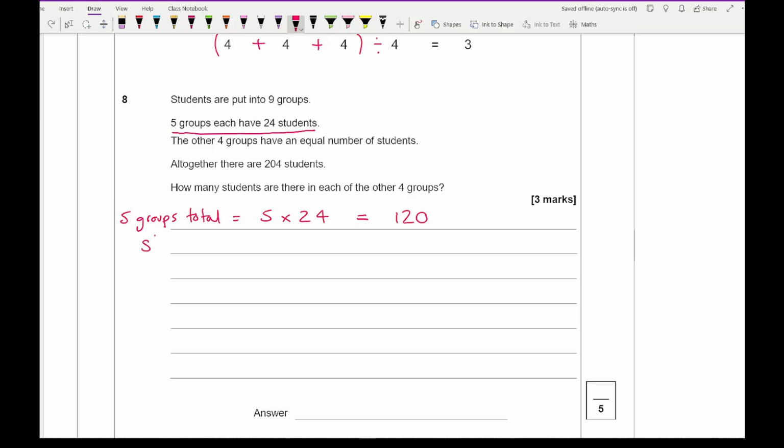Now, for the next mark, I then need to work out how many students are left. So I'm going to take away that 120 from 204. So 204 minus 120 gives me an answer of 84 students. Now, that's going to be the total of the four groups, and we've got to divide this number by four because there's an equal number of students in each of those four groups. So I've got to do 84 divided by four, which gives me a final answer of 21 students.